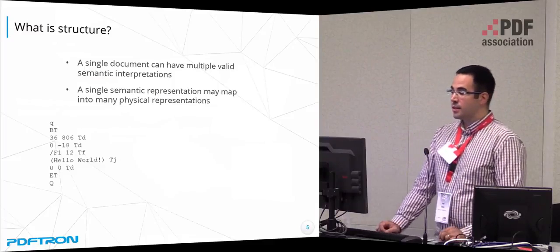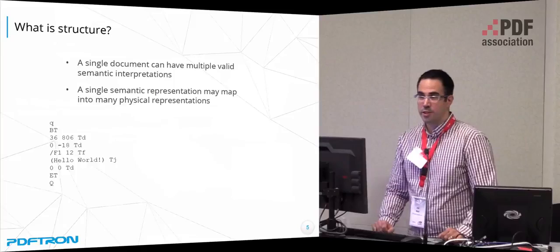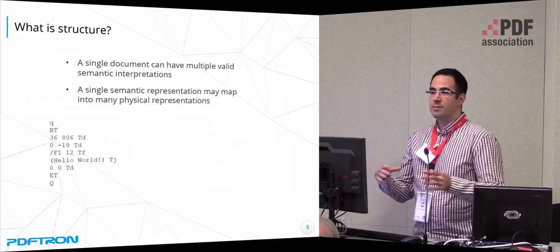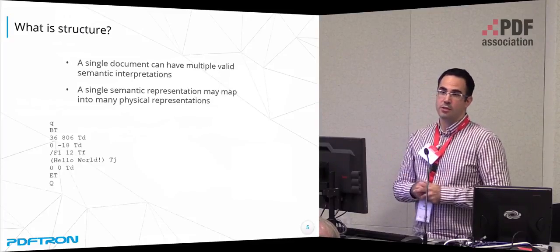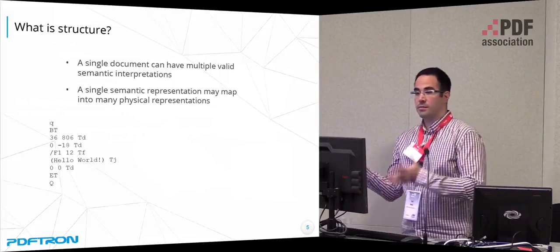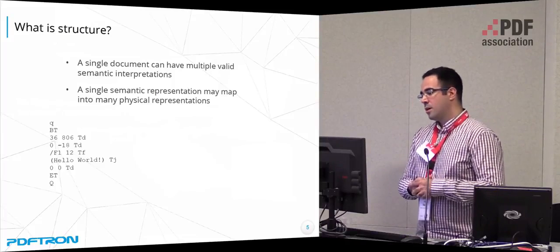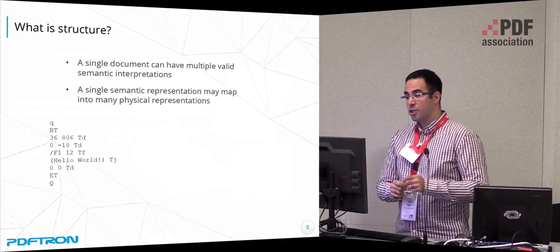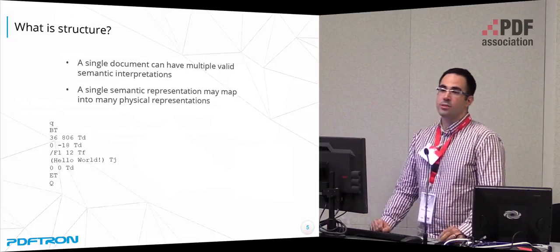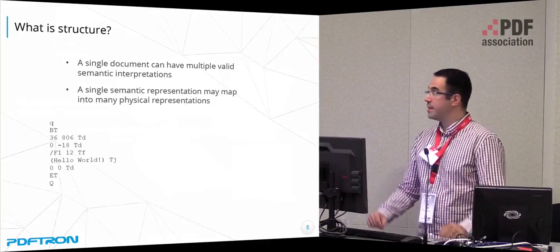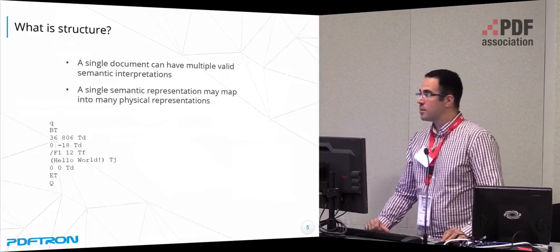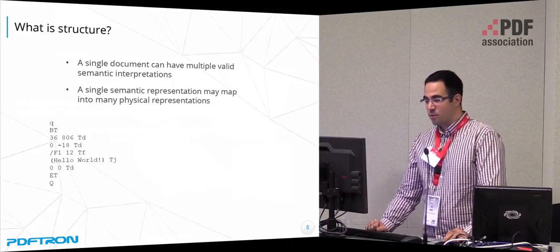Another thing to note about the structure is that a single document can have multiple valid semantic interpretations. For example, a document that prints identically may have very different semantic representations in the applications that generated the document. Microsoft Word may represent a bit of content as a list, and Illustrator may use a table representation. Conversely, a single semantic representation may map into an infinite number of physical representations. There are many ways to render the same visual output. Hello World can be output with a text output operator, or we can use FormX objects, or we can use path elements, and so forth.